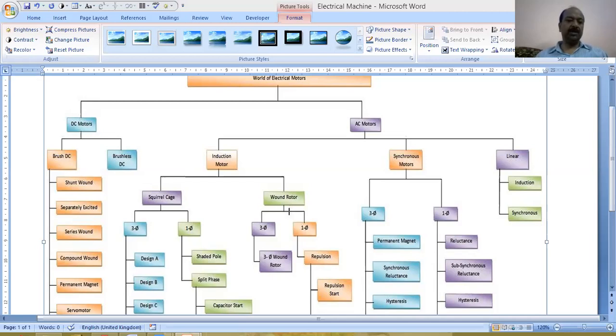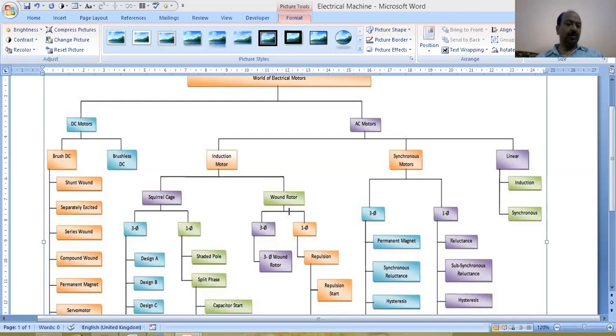DC motors are the brushless DC motor or brush DC motor. Brush DC motors, as we know, have two types of winding: the stator winding and the rotor winding. If the stator winding and rotor winding both are connected in parallel with each other, then it is called the shunt wound type DC motor. If both windings, the stator winding and the rotor winding, are separately excited.